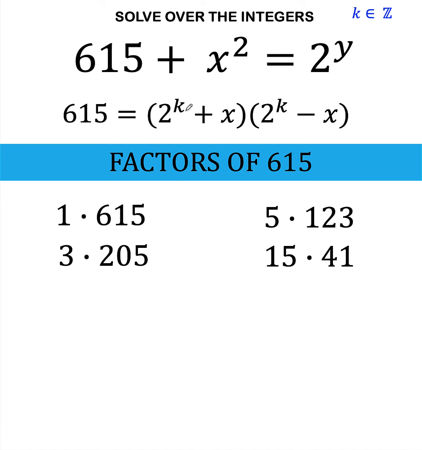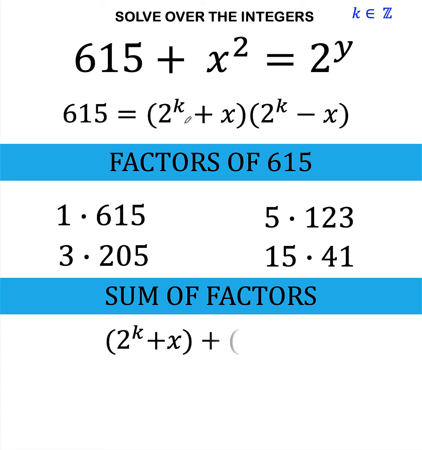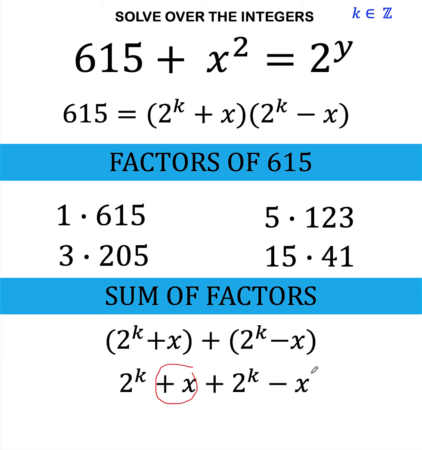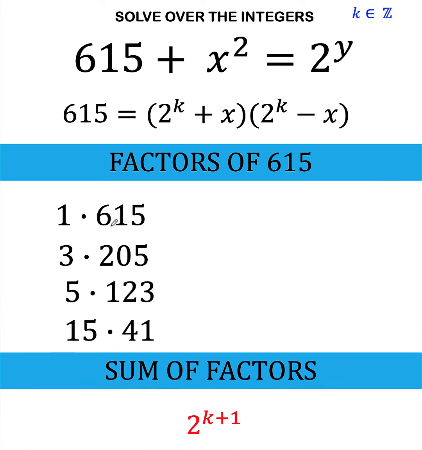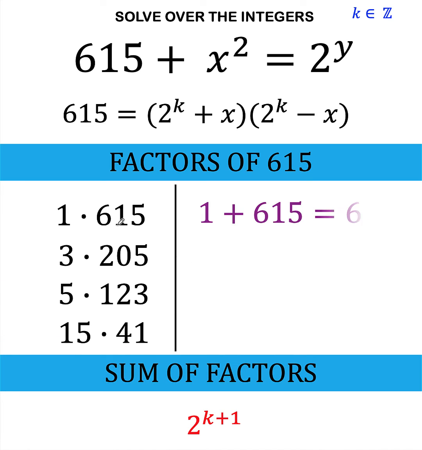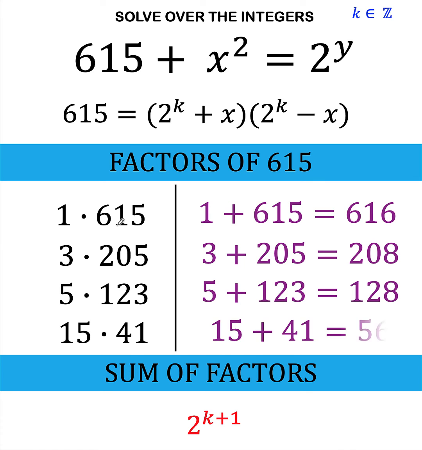Now, the key insight here is if we add these two factors, 2 raised to k plus x plus 2 raised to k minus x, and simplifying, remove the grouping symbol. Here, x and minus x is 0. So we have 2 times 2 raised to k for the sum here. Now, simplifying, this 2 is implied to have an exponent of 1, and we are multiplying exponential numbers with the same base, so we add their exponents. This means that if we add 1 plus 615, 3 plus 205, 5 plus 123, and 15 plus 41, this sum here must be in the form 2 raised to k plus 1.